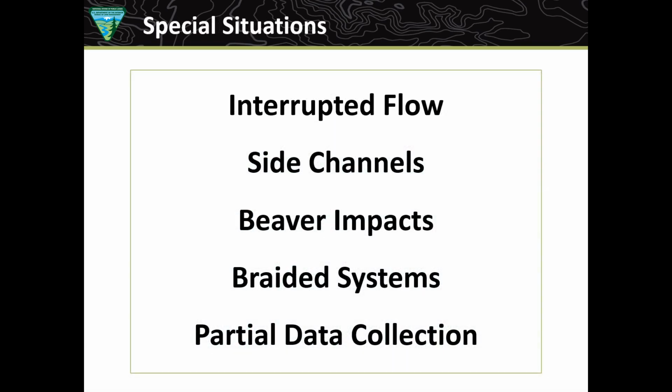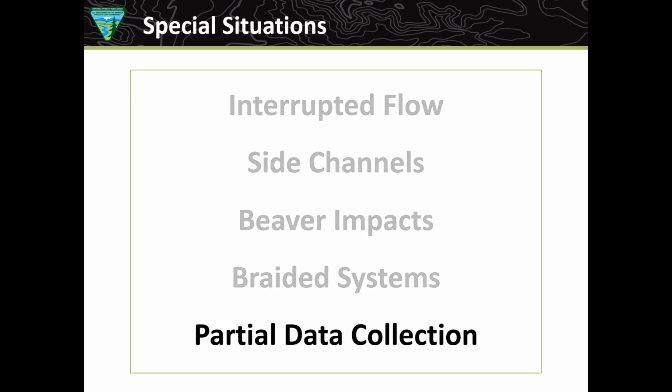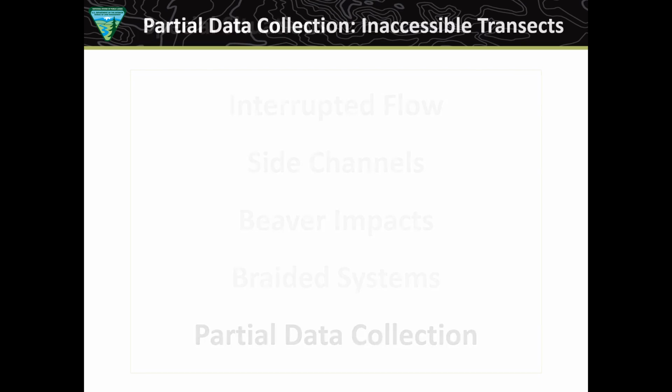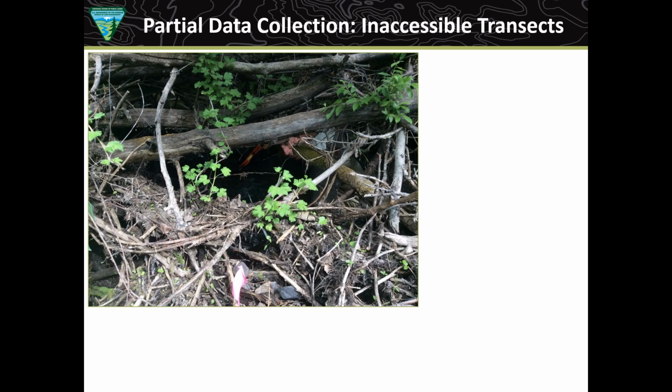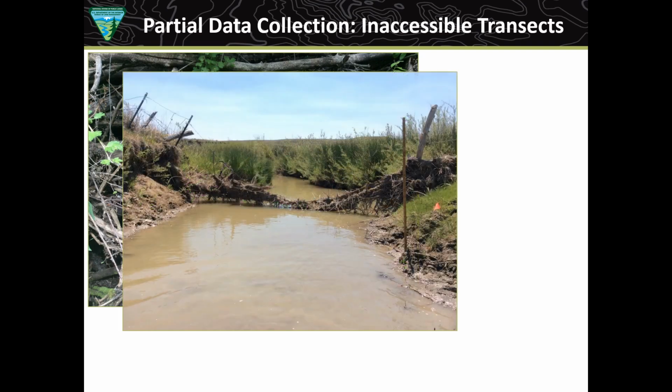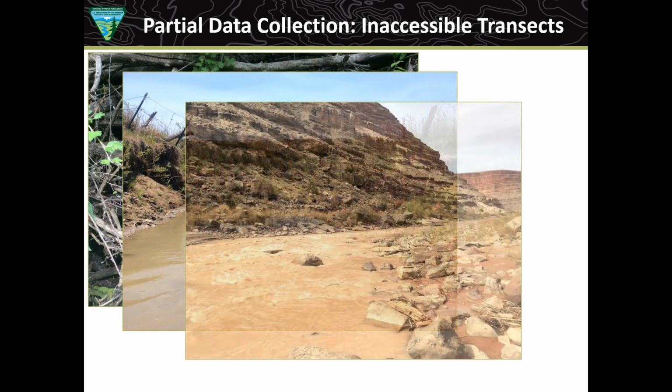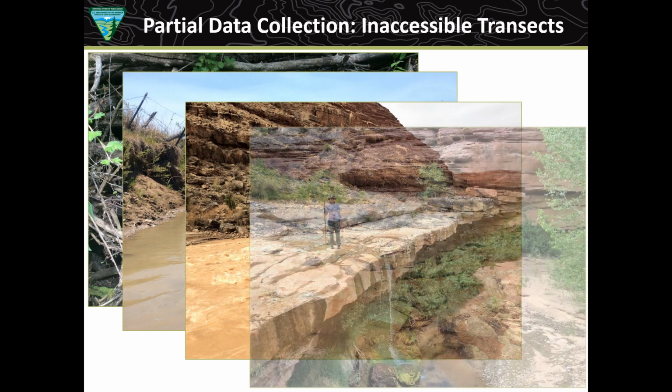The last special situation covered in this video is partial data collection. Complete data collection should always be attempted at every aquatic AIM site. Sometimes, however, a portion of the transects may be inaccessible due to dense vegetation, property changes, dangerous rapids, or terrain features.